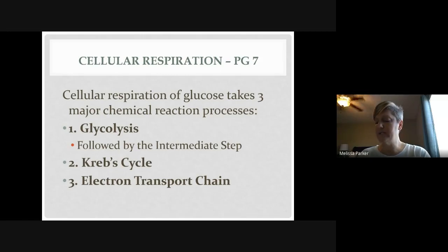Using foods to produce ATPs inside tissues is referred to as, and the answer should be A, cellular respiration. Cellular respiration goes through 3 major chemical reactions, and we're going to learn about these different chemical reactions. The first one is glycolysis, and then there's a step in between called the intermediate step. Then 2, we go through the Krebs cycle. And 3, we go through the electron transport chain, which you'll hear us call the ETC in this lecture.